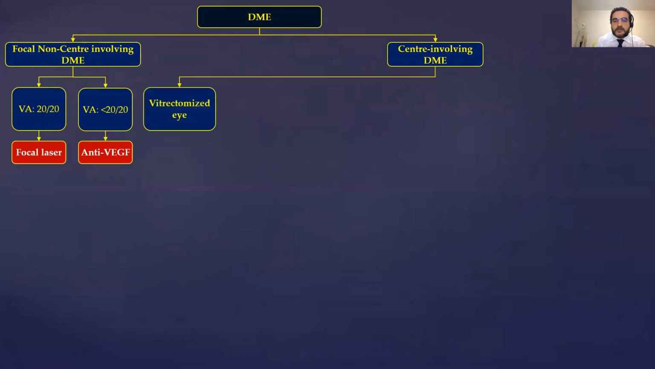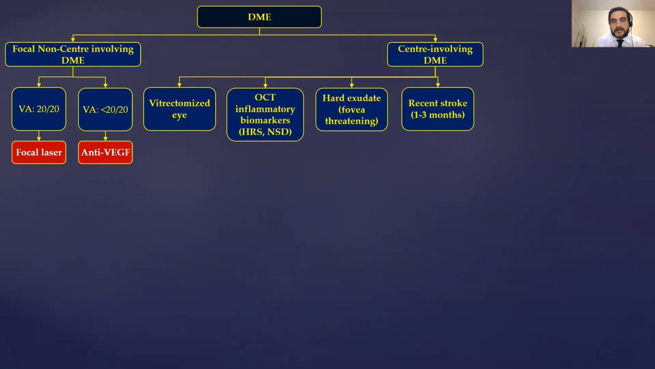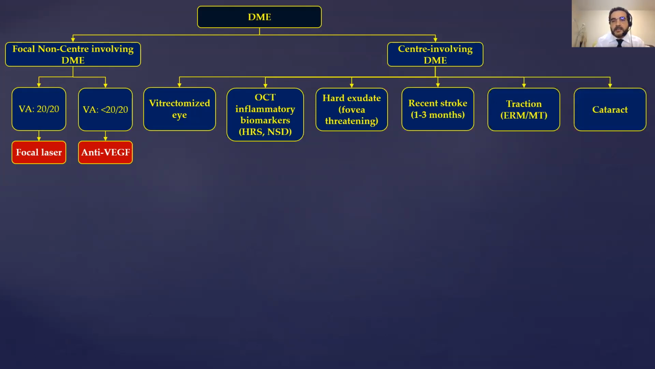What about center involving DME? I look at the patient, what we call individualized treatment, patient per patient. Is it a vitrectomized eye, or are there OCT inflammatory biomarkers like we discussed earlier, or hard exudates, or a recent stroke in the last 1 to 3 months, or a tractional element like ERM or macular traction, or a cataract where the patient is going to have cataract surgery? In a vitrectomized eye, I go directly to steroid as first line if the patient is pseudophakic, because many trials prove that the pharmacoavailability of anti-VEGF in vitrectomized eyes does not last as long compared to the implant.